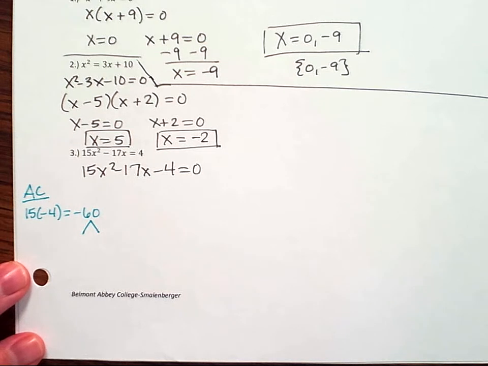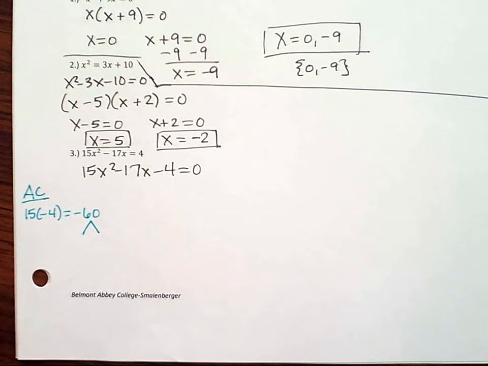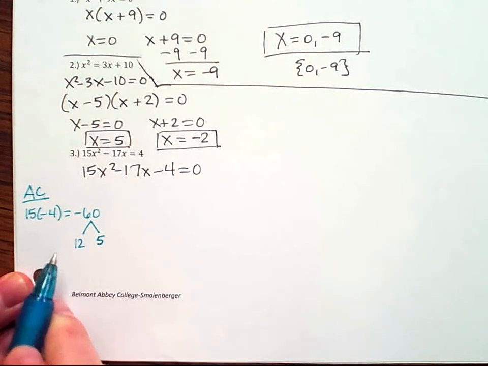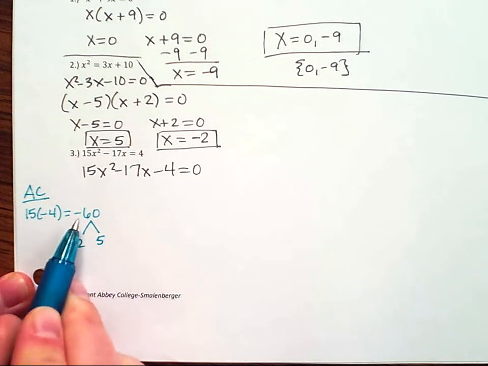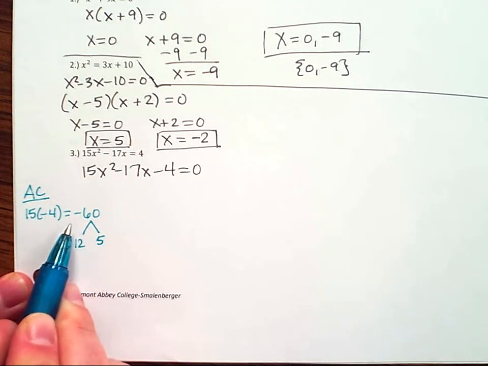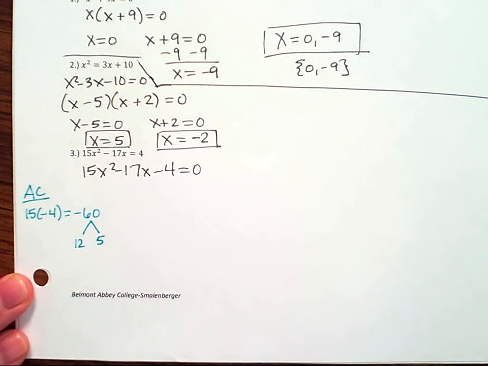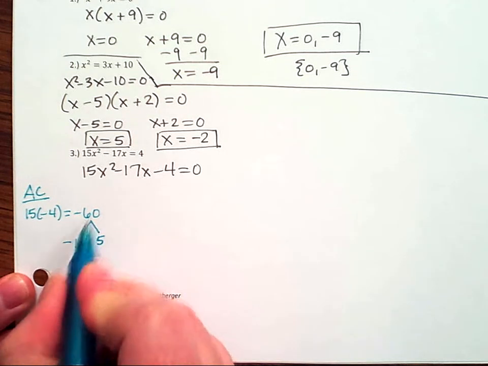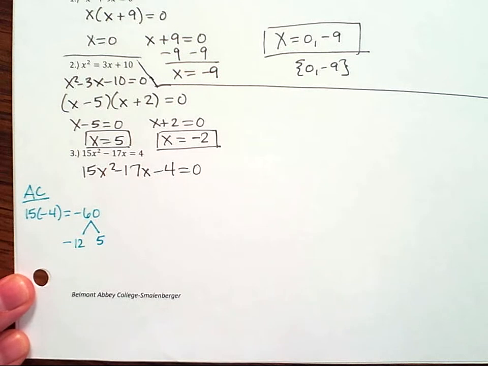So everybody try to get it. If you can't do it mentally, pull out your calculator. Does anybody get it? 12 and 5? Okay, so which one's negative, which one's positive, right? To be negative 60, one of them's negative, one of them's positive. Okay, so that multiplies to negative 60. Does that add to negative 17? No.